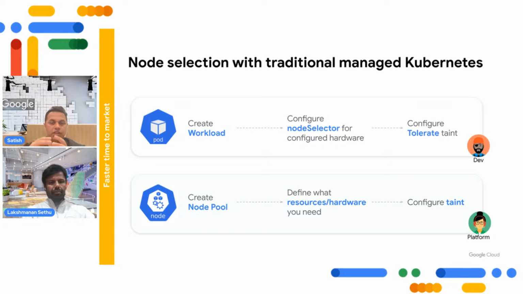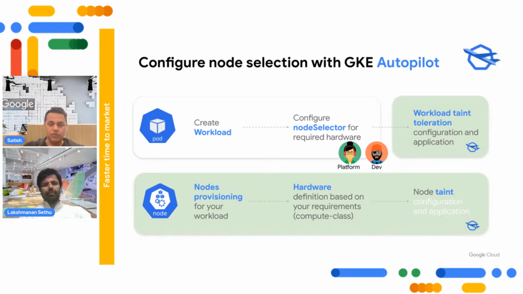So in traditional managed Kubernetes, you will see that your development and platform teams are separating their tasks. The platform team is managing node pool resources, hardware and taint configuration, while your development team handles workload, node selector and toleration. But when it comes down to Autopilot, you can utilize both teams' capacity and capabilities. Just focus on workload.